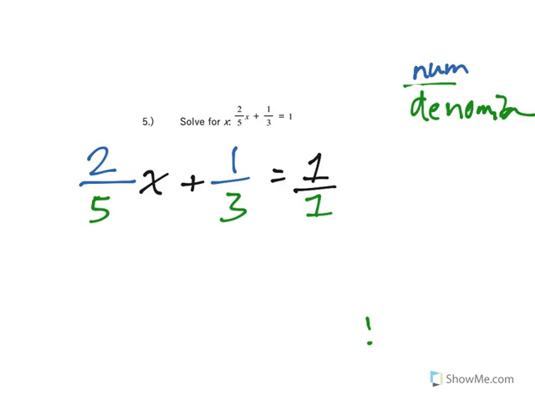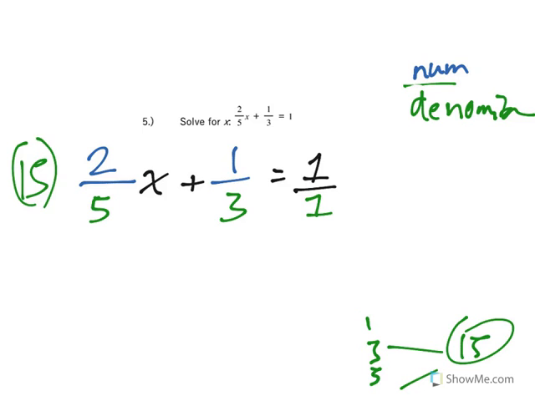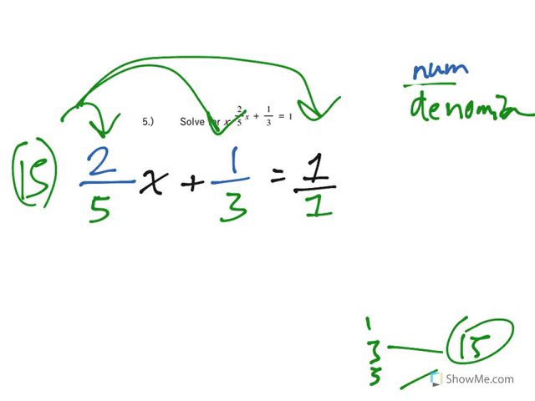So let's look at what 1, 3, and 5 have in common. They all have 15 in common. 5 goes into 15 3 times, 3 goes into 15 5 times. So the key thing here is let's change all of this to 15. We're going to multiply every number by 15: this one by 15, that one by 15, and that one by 15.